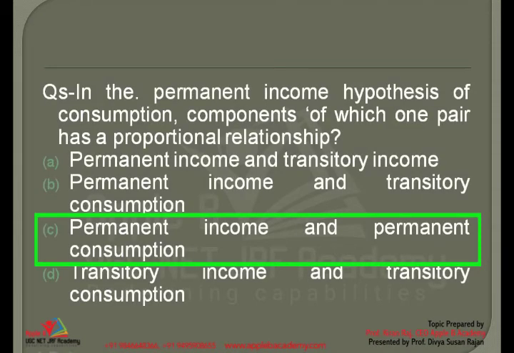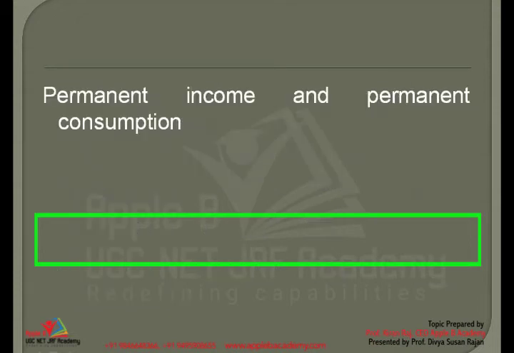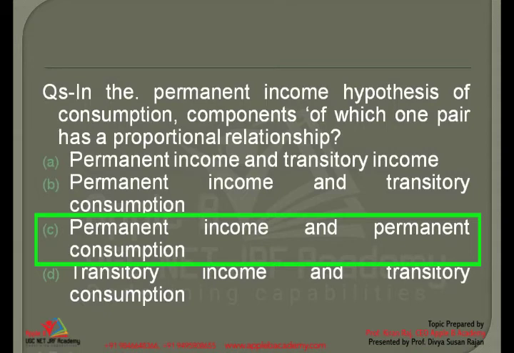In the permanent income hypothesis of consumption, components of which one pair has a proportional relationship? Permanent income and transitory income, permanent income and transitory consumption, permanent income and permanent consumption, transitory income and transitory consumption. Now, proportionality is shown in the long run. That is to say, APC is equal to MPC. Now, that relation is shown clearly by permanent income and permanent consumption. Hence, the correct answer to this question is permanent income and permanent consumption. That is option number C.